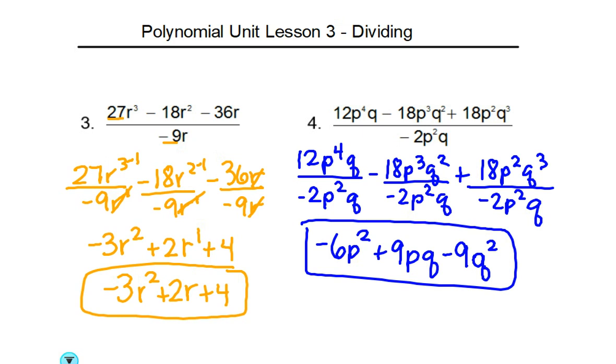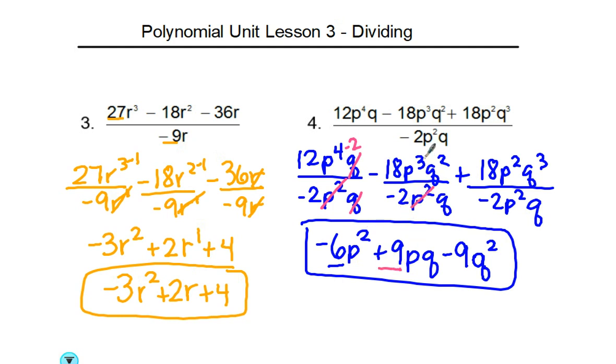All right, so again, you see I broke it down. It just helps me to see those things a little bit better. It helps to see my fractions a little bit clearer. So 12 divided by negative 2 is negative 6. Again, I'm top heavy, so I would subtract those up there. And then q divided by q is just 1, so he disappears. All right, negative 18 divided by negative 2 is positive 9.